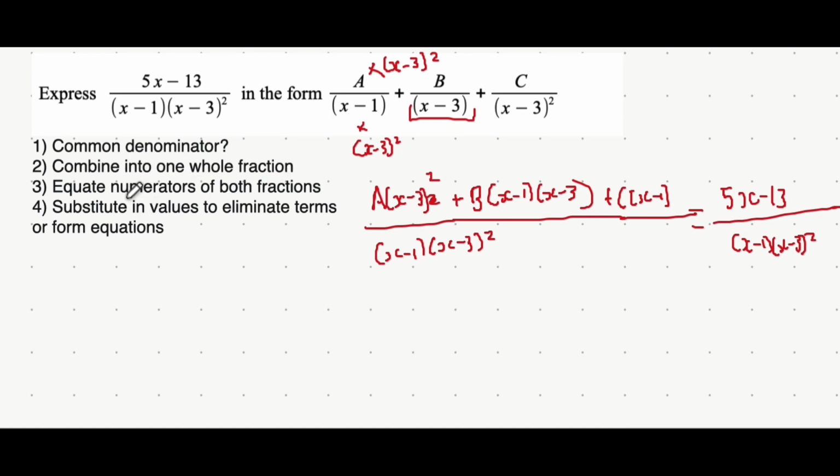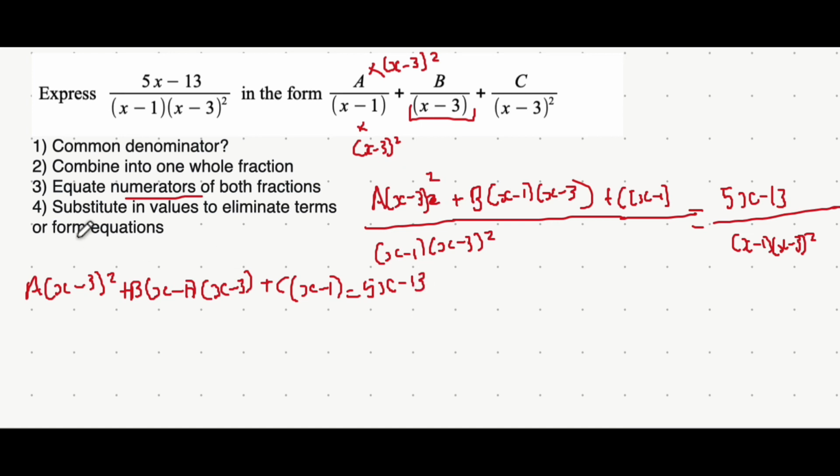Step 3. Equate the numerators of both fractions. And the reason we can do that is because the denominators already match, so we can make the numerators match as well. We can say that the numerator on the left hand side, I'm just going to quickly write out, a lots of x minus 3 all squared plus b lots of that. I'm still getting used to writing on this whiteboard, so I apologize if my writing's bad. And that's all equal to the numerator on the right hand side, 5x minus 13.